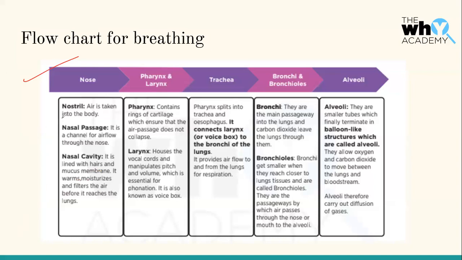Okay. Then you have pharynx and larynx. Pharynx and larynx are important. Pharynx has the rings of cartilage which ensure that the air passage or your throat does not collapse, because there's nothing holding it upright. And the larynx's main important function you must know is that it is the voice box. It has the vocal cords, manipulates pitch and volume. Pitch and volume you might have done in the sound chapter.